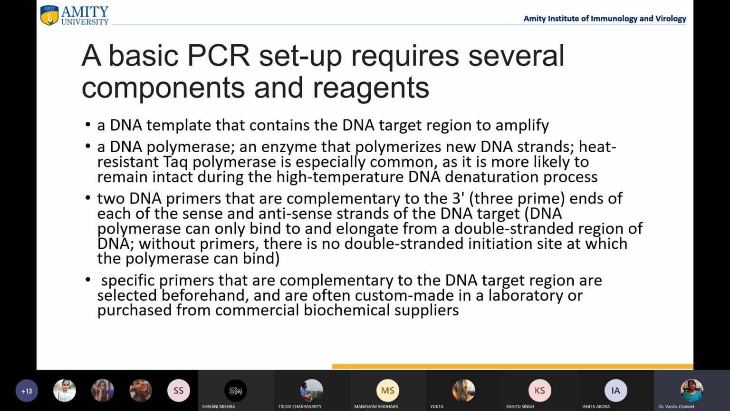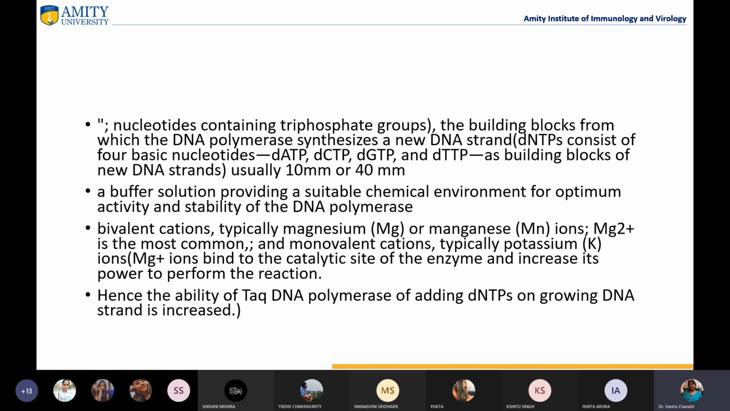Then we need two DNA primers also, which are complementary to the 3' end of each of the sense and antisense strands of the DNA. That's why we have a forward primer and a reverse primer. So we have two primers, right? Primers, I told you that I'll definitely take one lecture on primers for you. It is not very difficult, but yes, there are certain requirements when we try to design primers, whether we are designing specific primers or we are looking for degenerate or group specific primers that can amplify the major viruses in a particular group, right? So it totally depends upon the kind of work that we are doing.